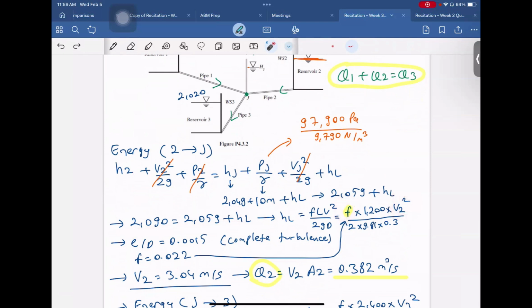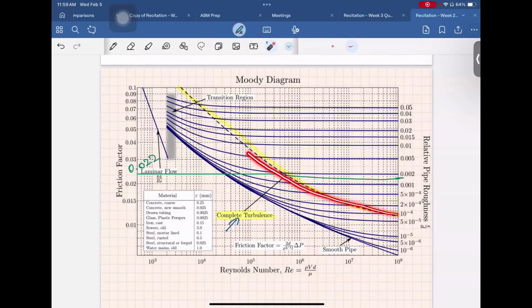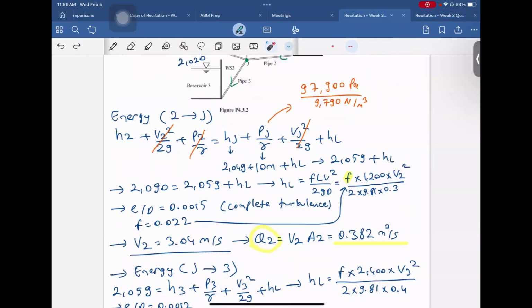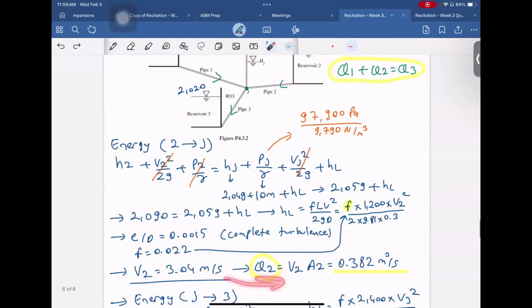Since we don't know the velocity here, we are not able to calculate the Reynolds number. So we actually assumed a friction factor because in the question, it is mentioned that we have complete turbulence. So based on E over D and based on the complete turbulence, like this curve, we assumed friction factors for each of these pipes. And since we can replace this value here, we were able to calculate the velocity. Then from velocity, we calculated the flow rate at point 2.